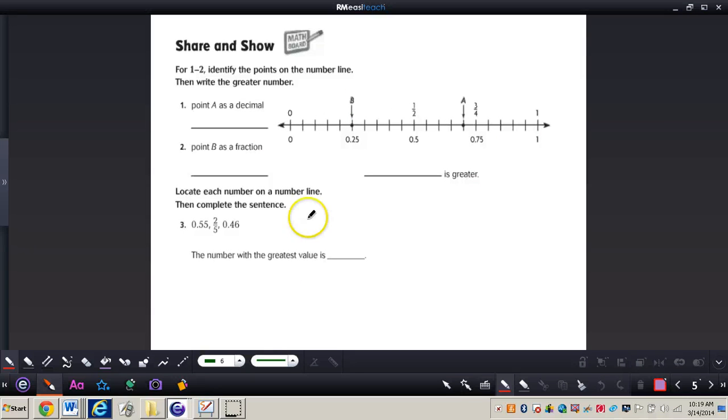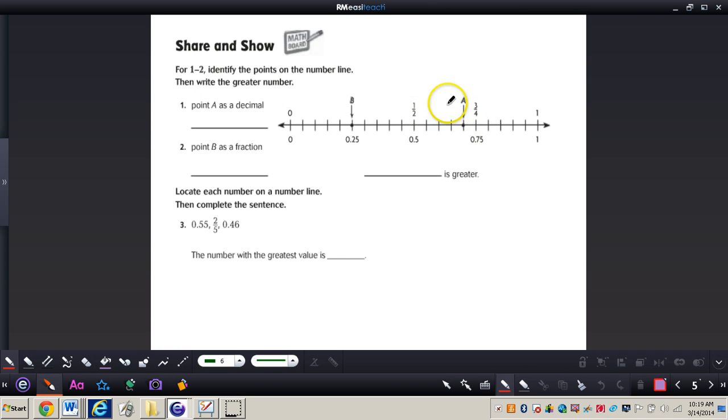What we want to do now is turn your books to page 246, and we're going to take a look at numbers 1 and 2. It says, for 1 and 2, identify the points on the number line, then write the greater number. So first of all, what we need to do is take a look at point B and also point A. What we want to do is look at number 1. It says point A as a decimal.